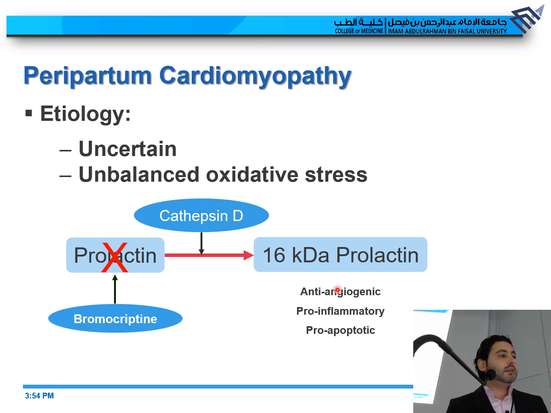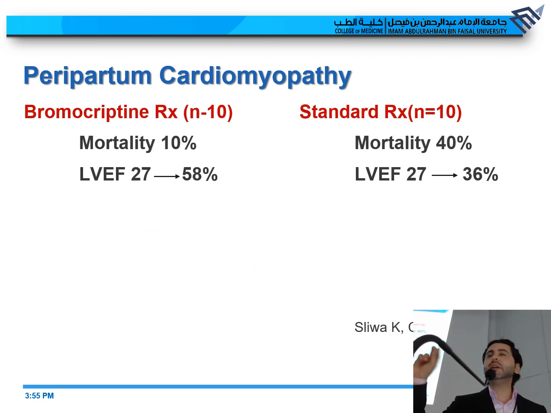Okay. We have to test that. Actually, bromocriptine was tested before, in a smaller number of patients, 20. They gave 10 standard therapy alone. The other 10 they gave standard therapy plus bromocriptine. And mortality was 10% in the bromocriptine group compared to 40% in standard therapy alone. Ejection fraction, the mean on follow-up went from 27 to 58%, compared to 36% for those who did not receive bromocriptine. But the number is small, and it was not a blinded study, so it did not make it to the guidelines. So it is not in the guidelines.